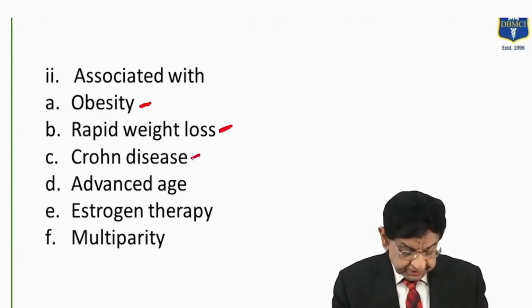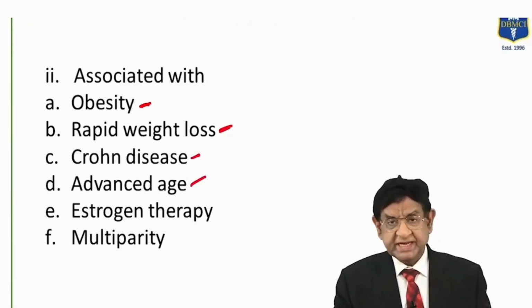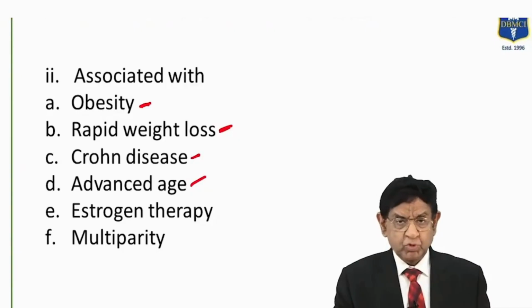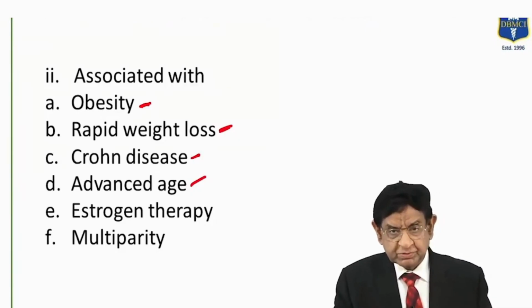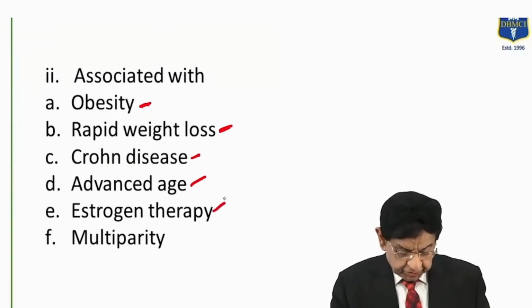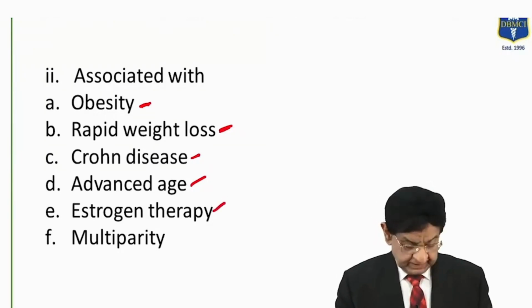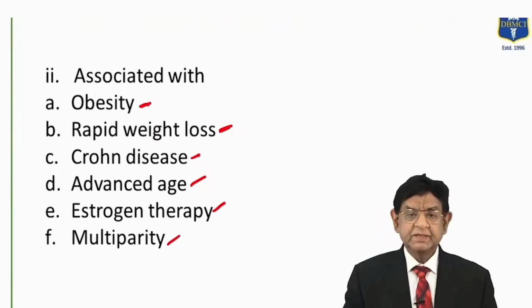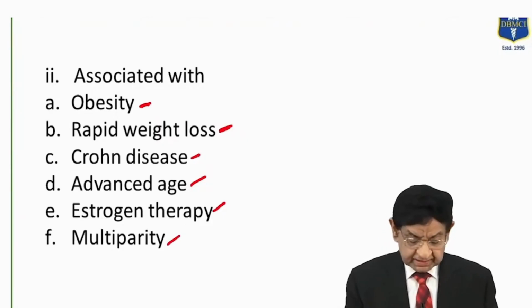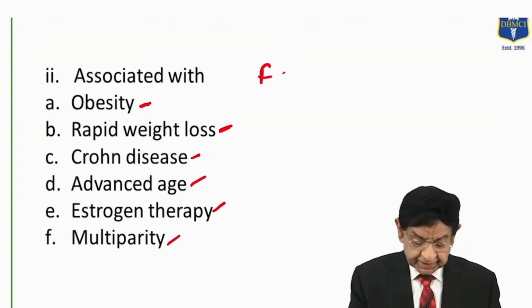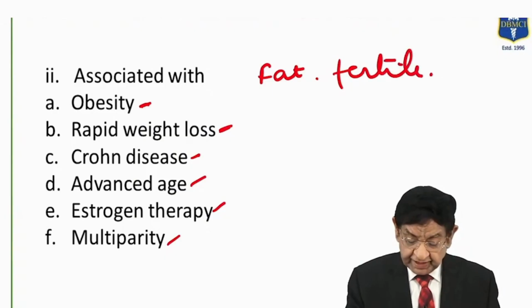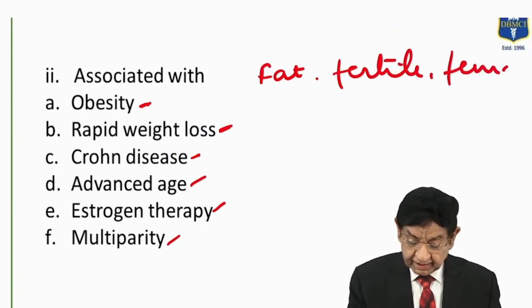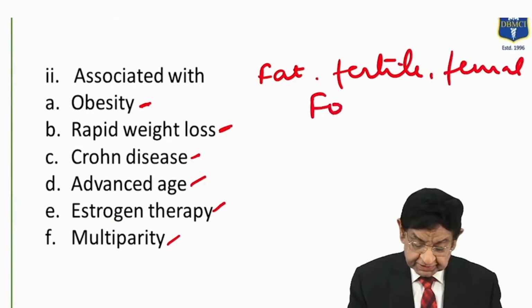Crohn's disease, advancing age: the more the age, the more likely to have a cholesterol problem, and more likely to have a stone. Estrogen therapy, multiparity. Definitely, what the classical thing is: fat, fertile, female of 40 years.